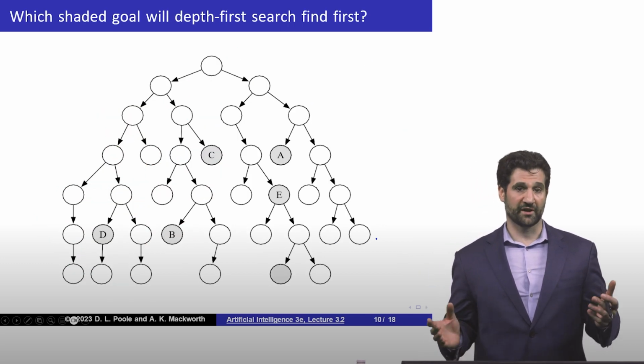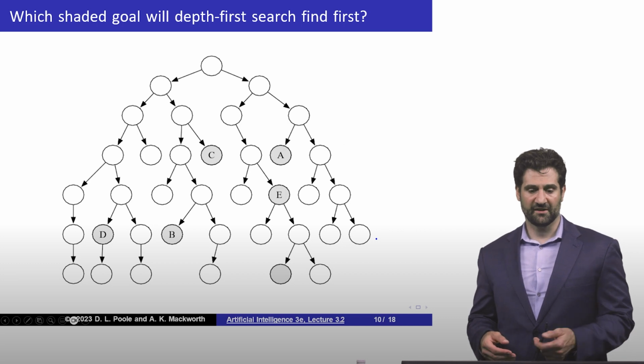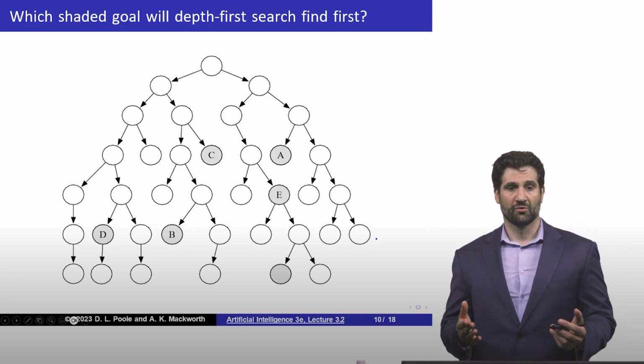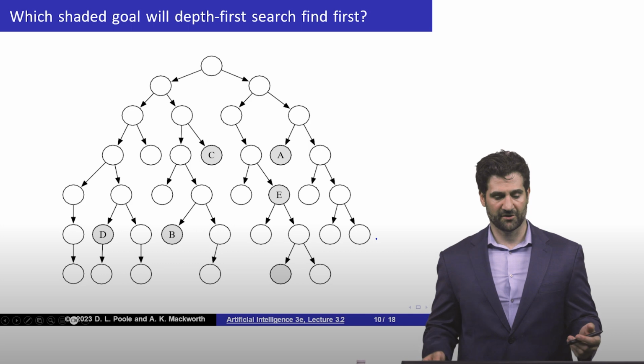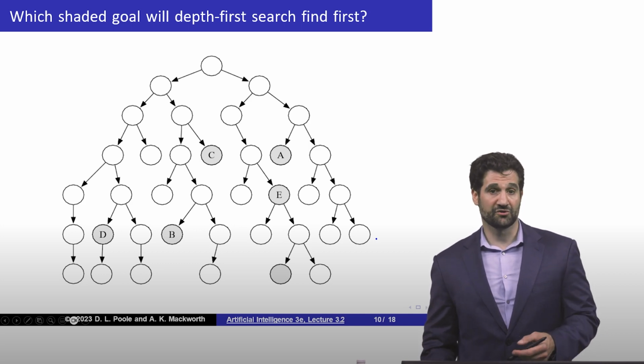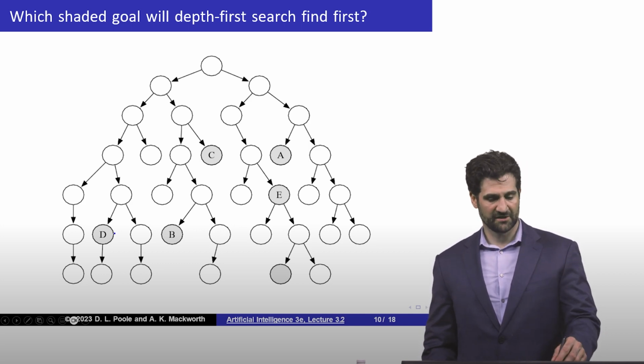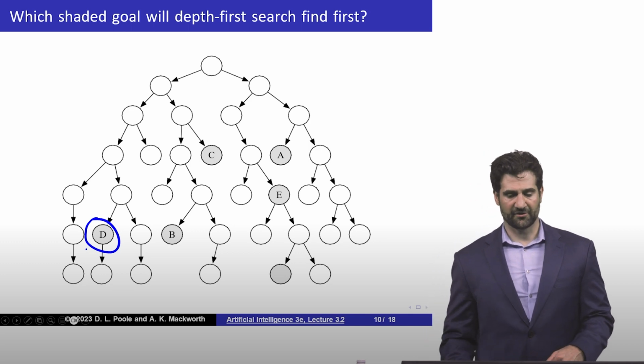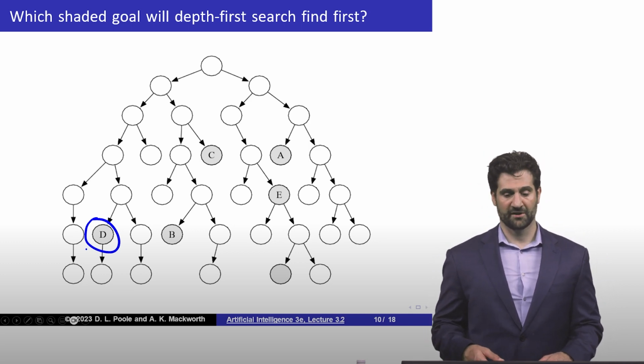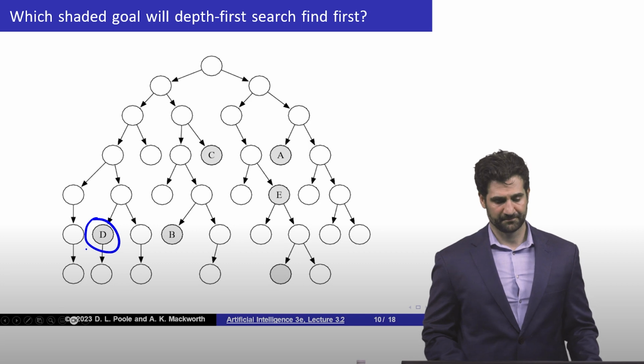So here's a quick exercise. You can see that, which shaded goal will depth-first search find first? Well, if you're going to assume it's doing expansion left to right, it's going to find D. If you're going to assume the expansion the other way, then it'll be on A.